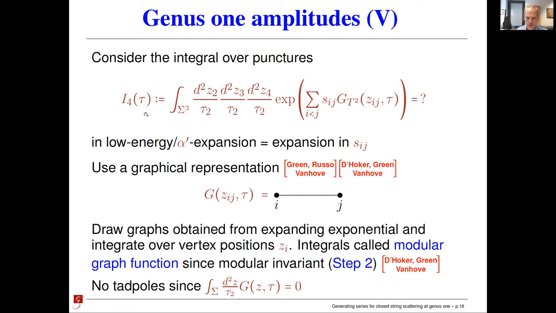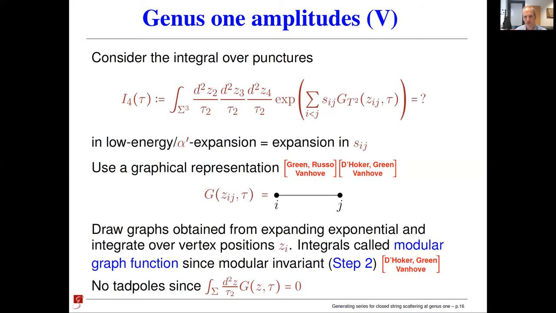So this is where the name modular graph function comes from. And let me comment also on the way that we've defined this Green's function. It has the property, and this was related partly to the background charge: if you take a single Green's function integrated over the torus, you get zero. So when you draw these graphs, you must not concern yourself with drawing graphs where a single propagator ends in a vertex and nothing else happens, because then the integral over that vertex position will make the whole object vanish.